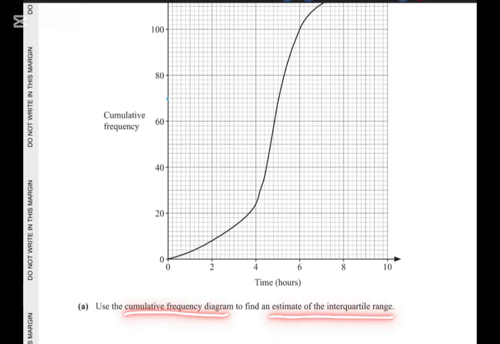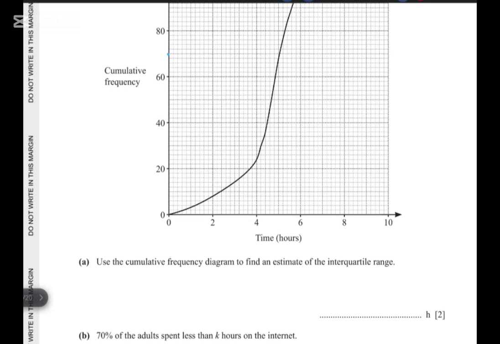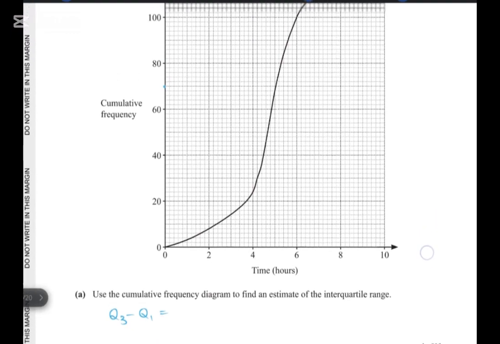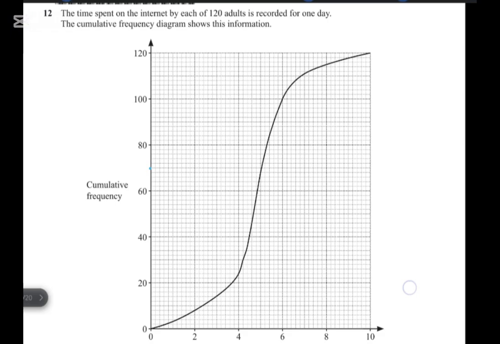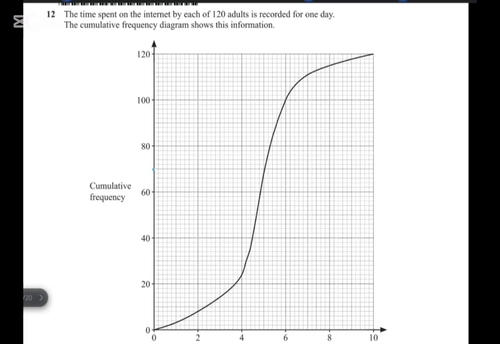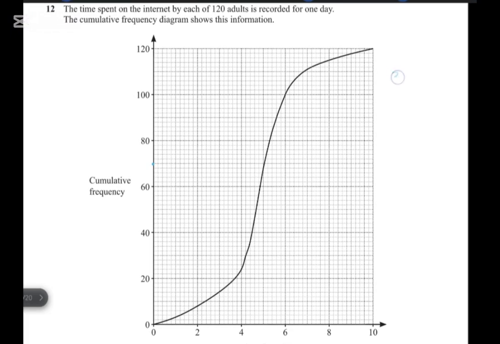So now for the interquartile range, we need to know Q3 and Q1. Q3 minus Q1 is the interquartile range. So what is Q3? We'll find out. Q3 is 3 by 4 into 120. So 3 by 4 into 120 will be 4 times 30 is 120, so 90. Then this is Q3.